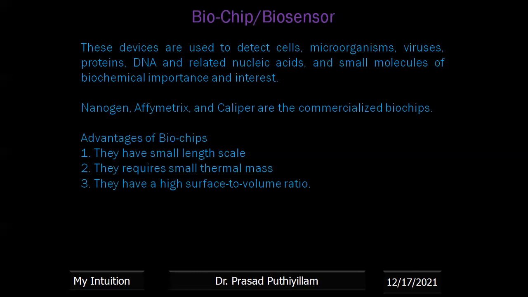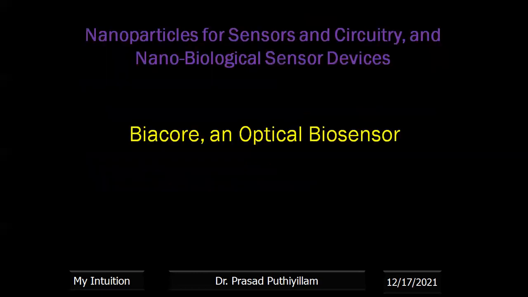Some of the commercially available biochips are Nanogen, Affymetrix and Caliper. The advantages of using biochips are that they have a small length scale, they require small thermal masses, and they have a high surface to volume ratio.